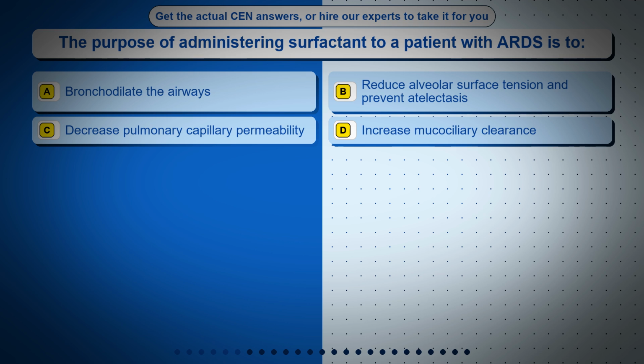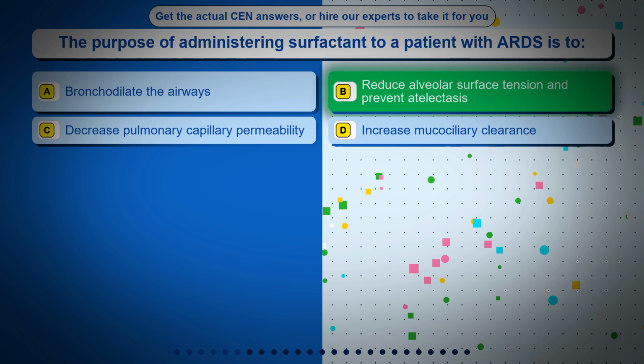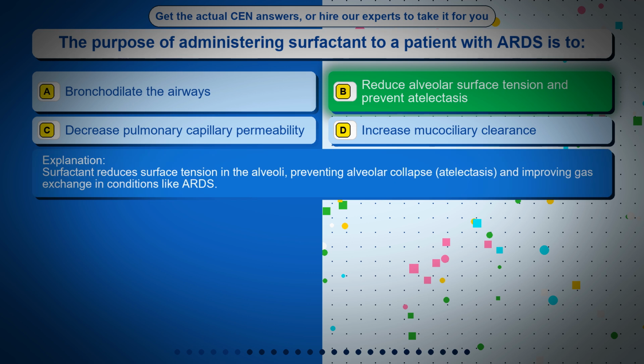Question 6. The purpose of administering surfactant to a patient with ARDS is to Option A, bronchodilate the airways, Option B, reduce alveolar surface tension and prevent atelectasis, Option C, decrease pulmonary capillary permeability, Option D, increase mucociliary clearance. The correct answer is Option B, reduce alveolar surface tension and prevent atelectasis. Surfactant reduces surface tension in the alveoli, preventing alveolar collapse and atelectasis, and improving gas exchange in conditions like ARDS.